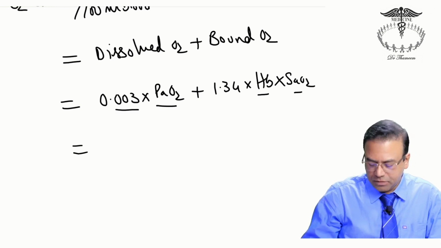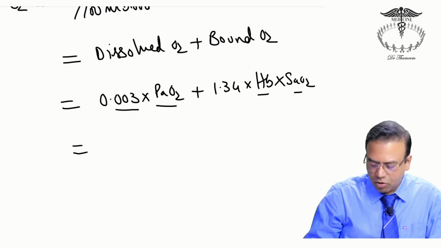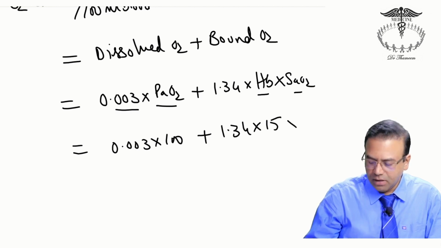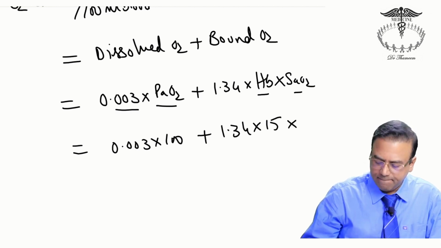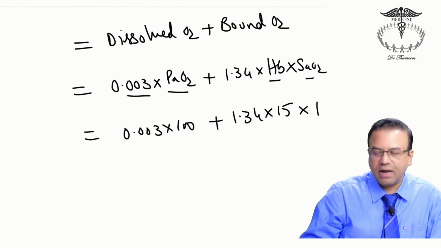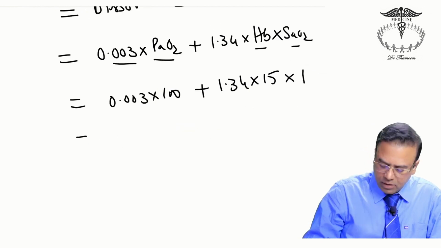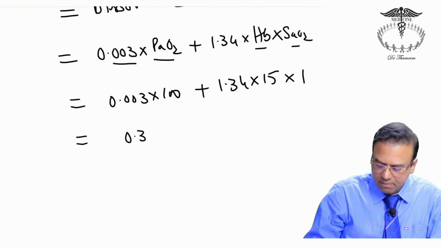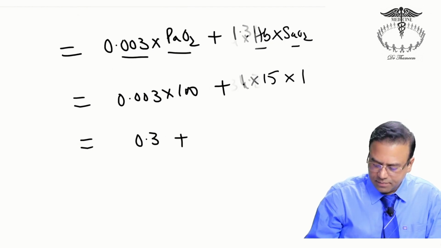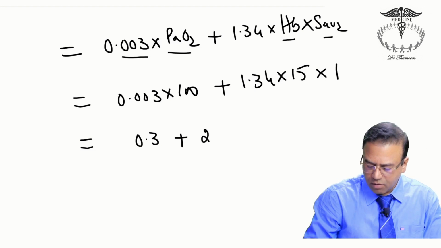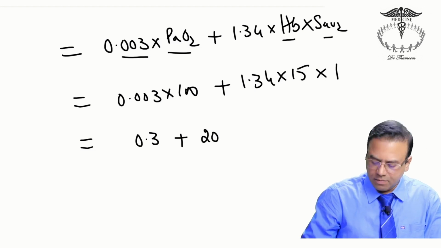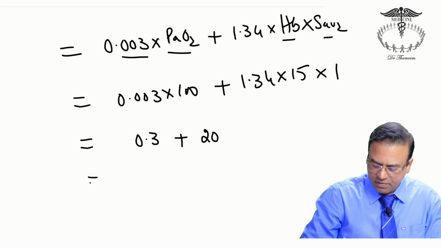If I just give you an idea, let's say you take a PaO2 of even 100, then 0.003 into 100 plus, let's say the hemoglobin is around 15 and it's completely saturated, that means the saturation factor is 1, in which case this becomes 0.3 ml, whereas this is, so if you do the calculation, this comes roughly to around 20 point something.